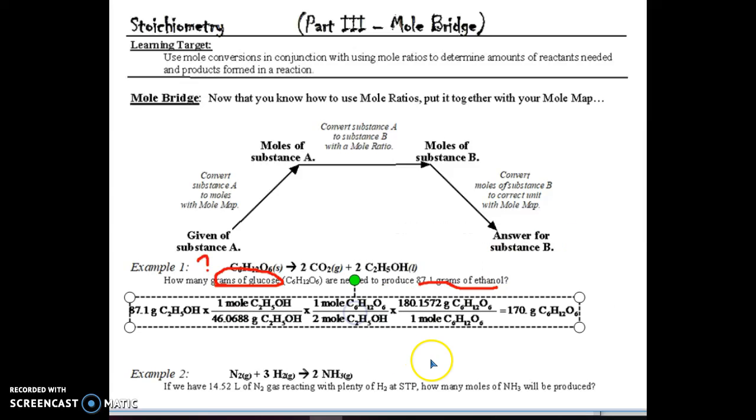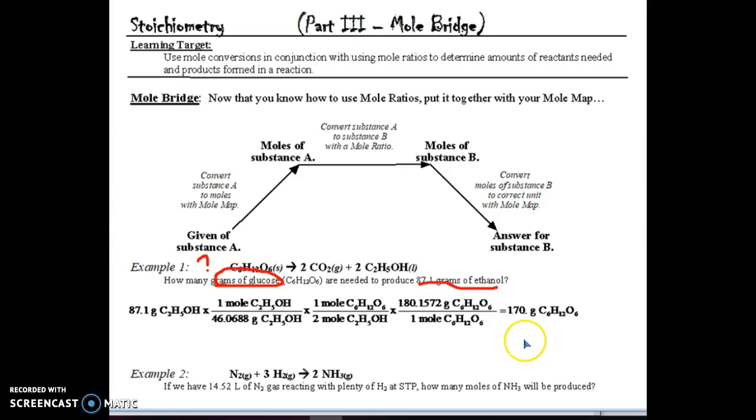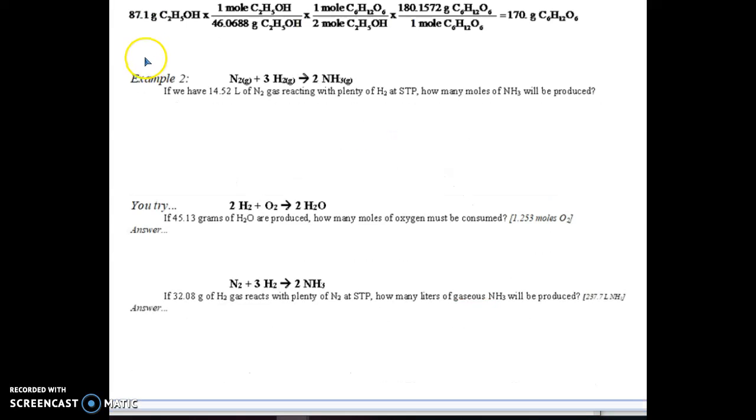When I plugged it all into my calculator, it gave me a value of 170 point a bunch of numbers. I rounded it to 3 significant figures to match the value given in the problem. So 170, you have to put the decimal in there to have the correct number of significant figures, and then grams of glucose. Take a moment and talk with your partner and make sure that you guys are on track right now. All right, after you've talked with your partner, let's take a look at example 2.